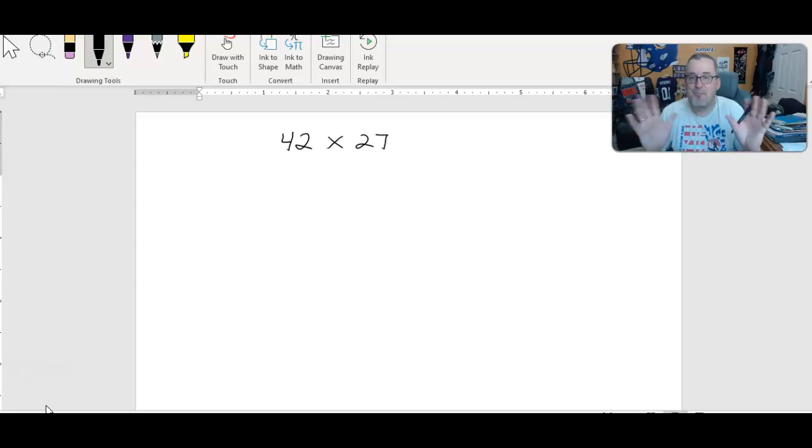So that's the big message, developing fluency and having mathematics be more than just mimicking procedures, but an opportunity for students to engage in thinking and learning. So with that in mind, let's look at 42 times 27. There's lots of ways you can multiply 42 times 27. I know you probably know the standard algorithm.